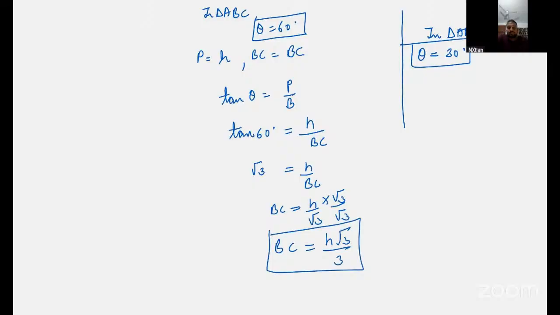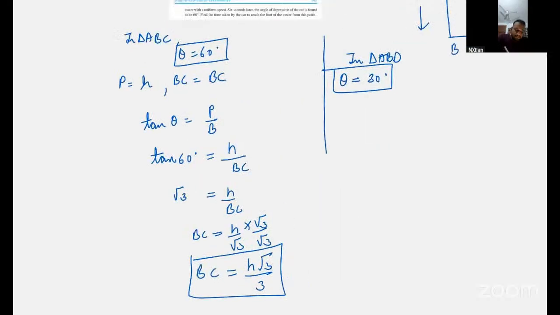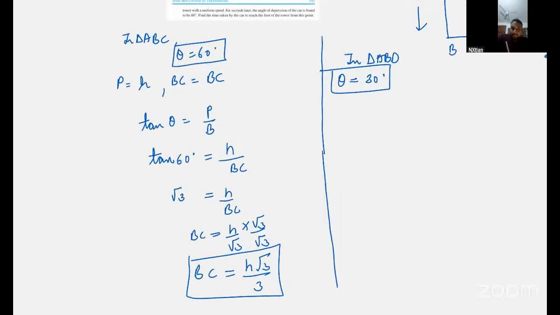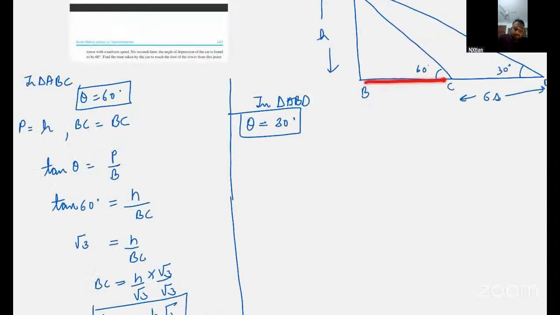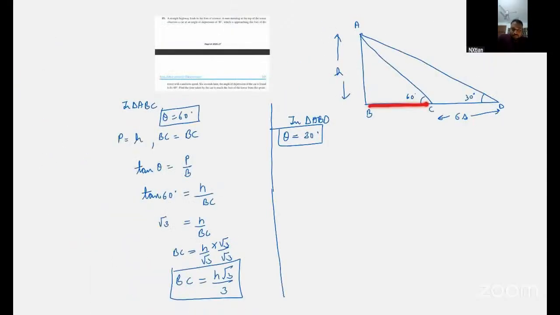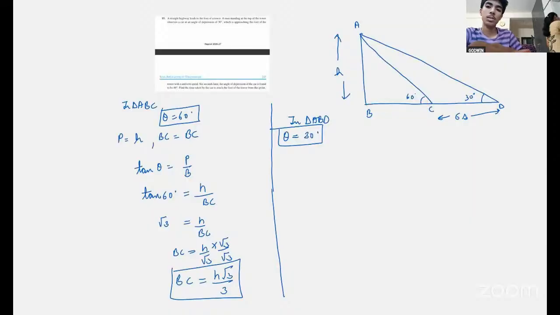Godwin, ask me, you didn't understand anything. Godwin, did you understand? Hello, Godwin, can you hear me? Yes, yes, BC I get. So I got the BC distance, h upon root 3. Did you understand, Godwin? Yes, yes.